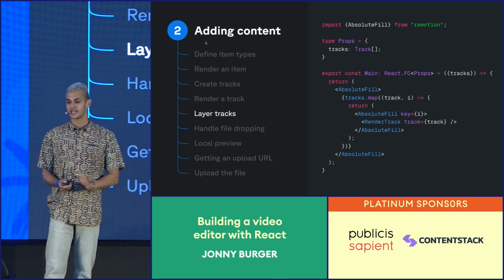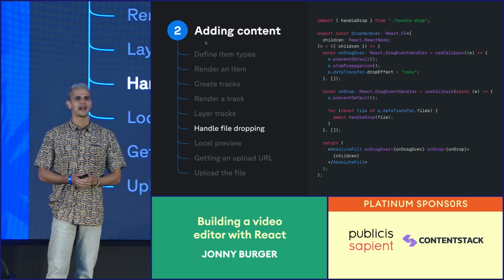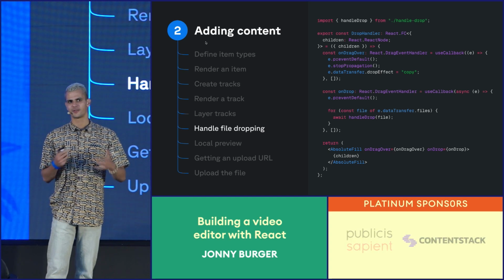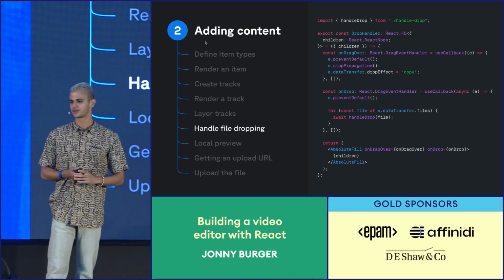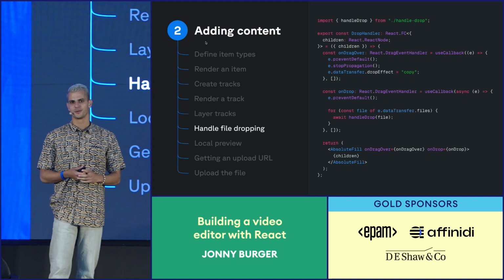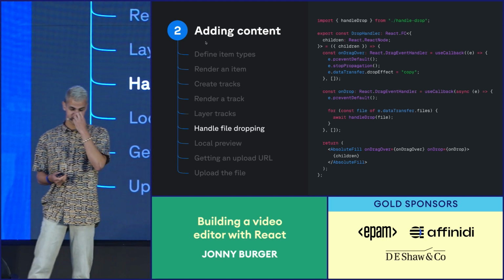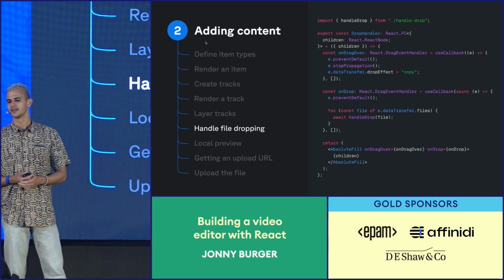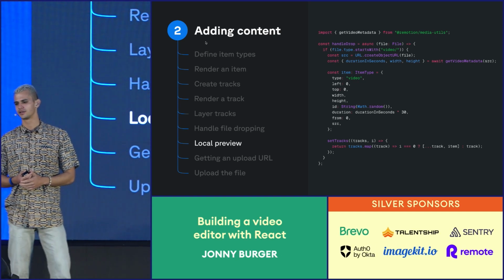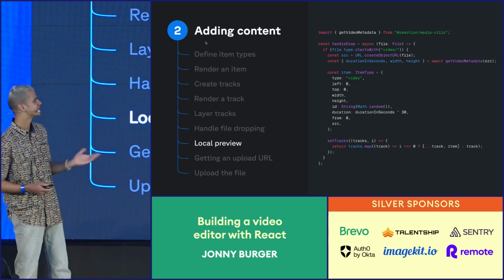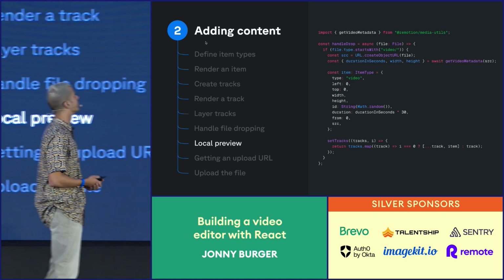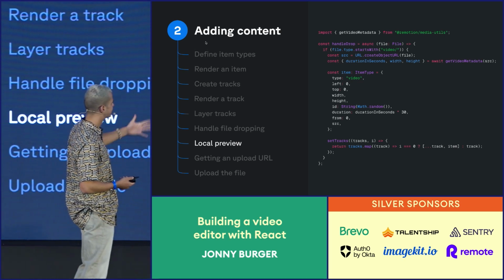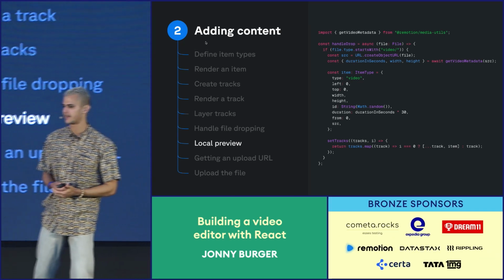Okay, we have rendered our tracks. Now let's accept some files. I'm wrapping the player in this component, which just handles a file when it is dropped on it. And our handling function could look something like this. We check the MIME type of the file. Here, in this example, I have shown how a video would be handled.